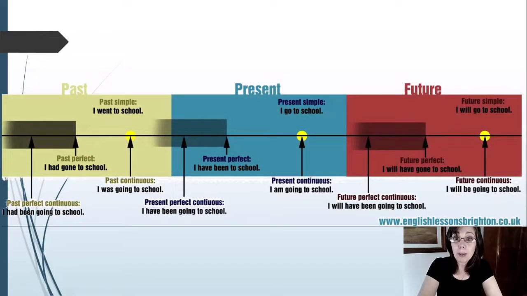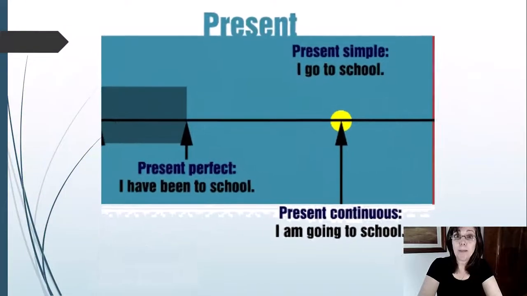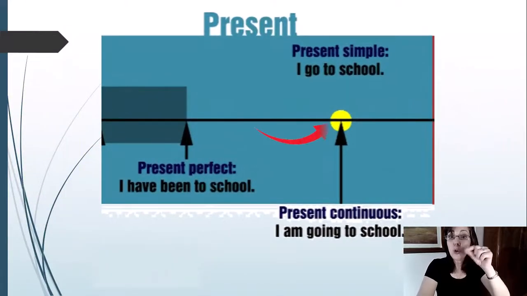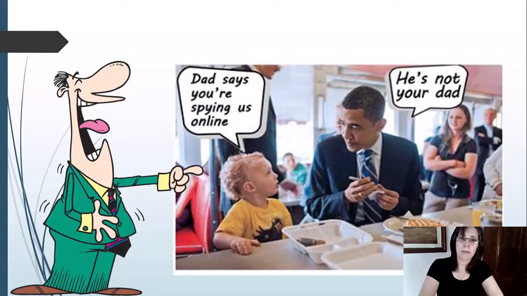If you look at the timeline, you will see that for present continuous, we do have a moment of time signaled. I am going to school now. I am on the bus. Yes. Little joke. That says that you are spying on us. He's not your dad.